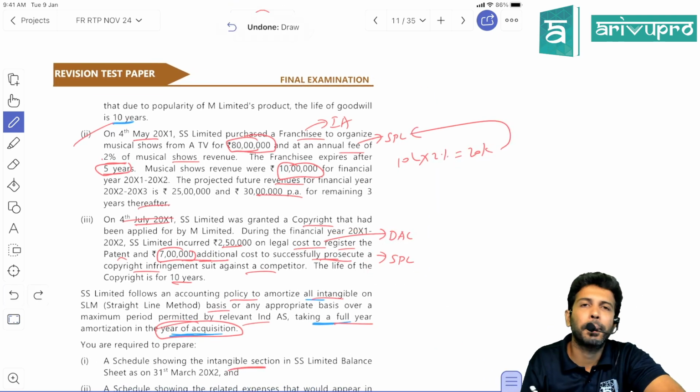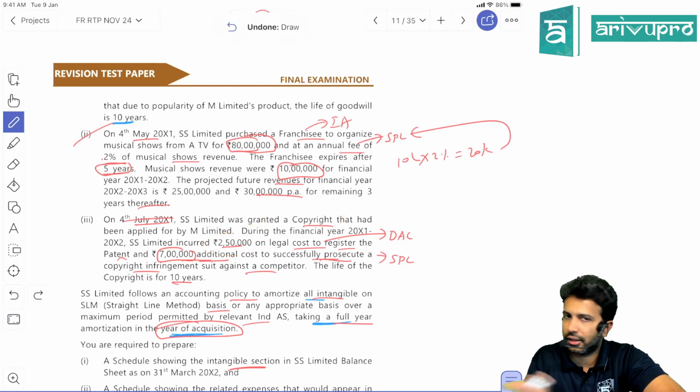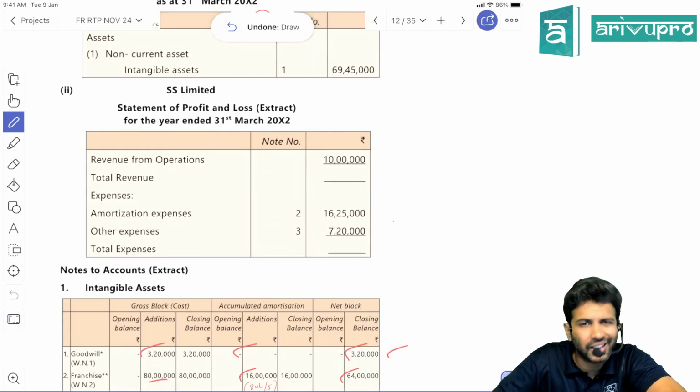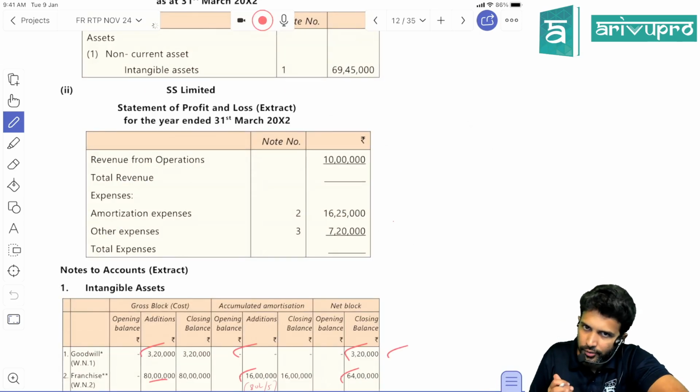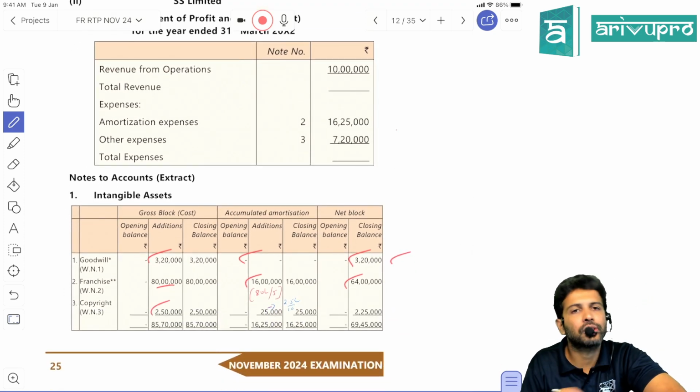They will be going off to what? P&L account. So registration charges, patent ka, can you capitalize? Yes. So what price did you buy copyright? Not given, maybe 0. But 2,50,000 you can capitalize. So copyright ka value will become, purchase value they have not given, registration value they have given as 2,50,000. So the value of copyright will be taken as 2,50,000.